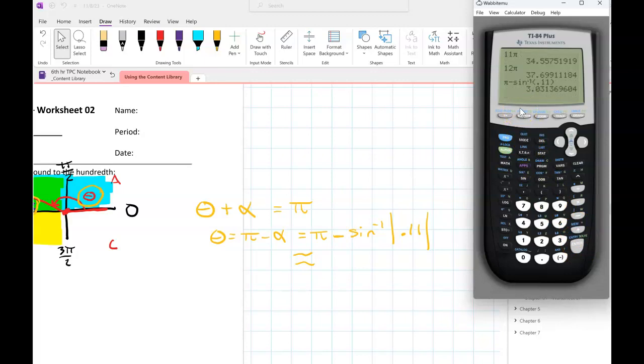And after like a page of doing these, you can probably stop, but do 10 or 15 of them, typing it in every time so you get in the habit of doing it. So there's my answer, 3.03.